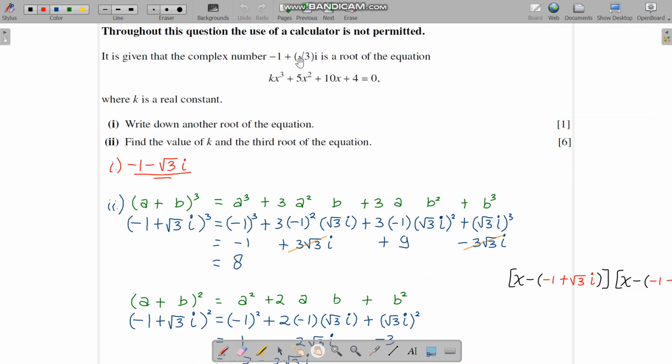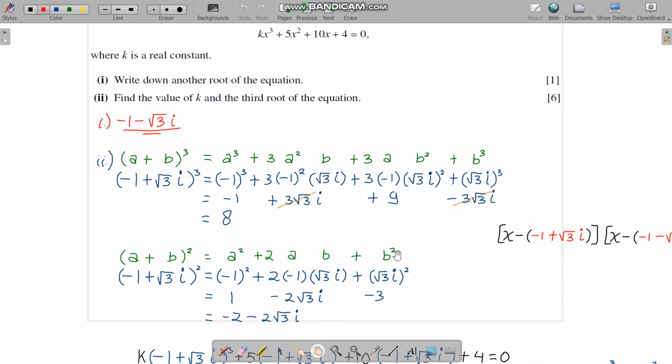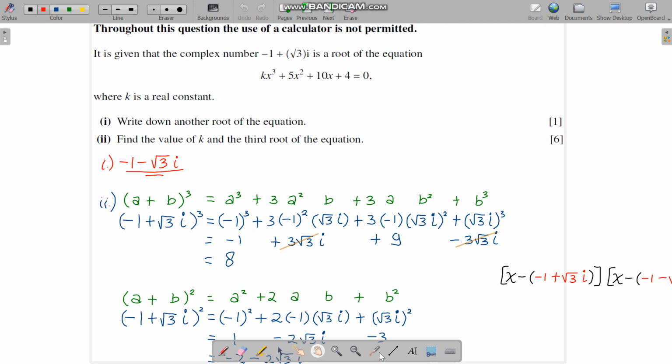It's given that this complex number is a root of the equation. If this is a root, then if you replace the x with this root, you will get 0. To find the other root, we just use the complex conjugate here. Now for part i, find the value of k. We replace the x with the root, but we need to find the cube and the square. So let's find (-1 + root 3 i) cubed.